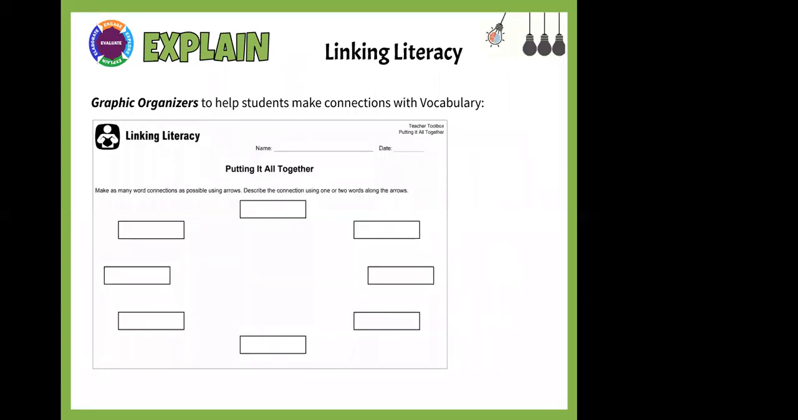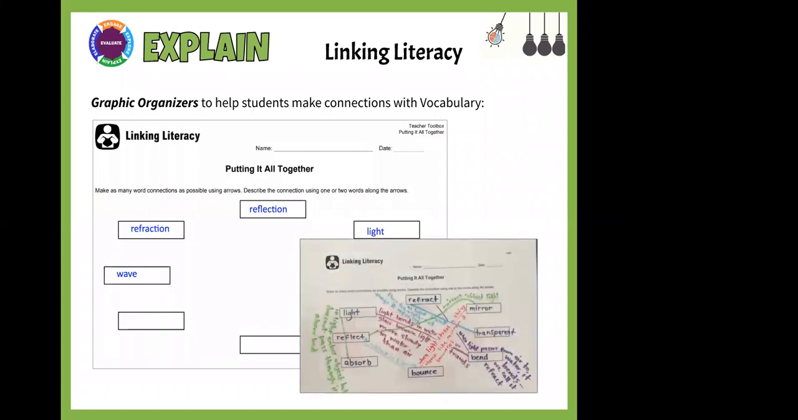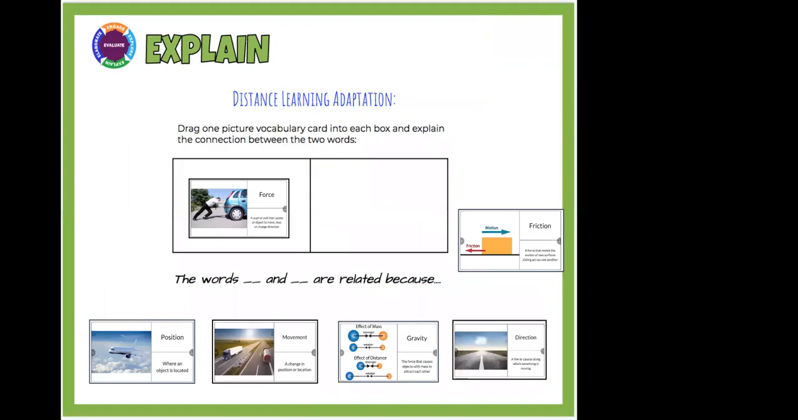So this is another example of a document found in STEMscopes. The way I use this is I add vocabulary words, and I have my students not only connect two of the words, but also write what the connection is. This is a wonderful activity that I found, but it would have to be face-to-face. So I wanted to give you an adaptation for distance learning. This is what I created.